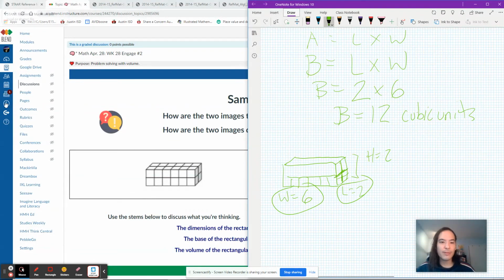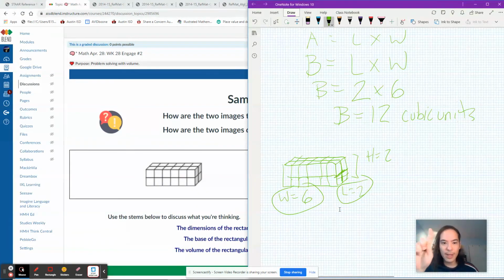All right. And if you're having trouble seeing this, look at the top part. I mean, the base layer is one layer, right? But the top layer is the same as the base layer. So we can count the top layer: 1, 2, 3, 4, 5, 6, 7, 8, 9, 10, 11, 12. 12 cubic units. So we have two layers of 12 cubic units. So 2 times 12 would give us 24, which is our total volume.